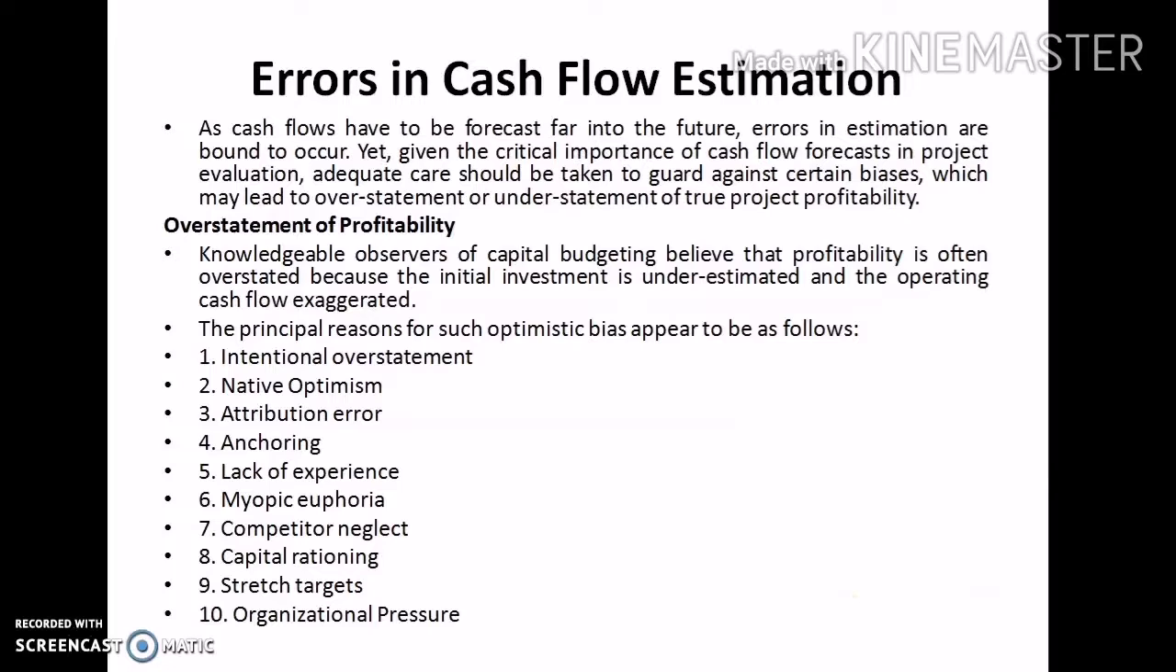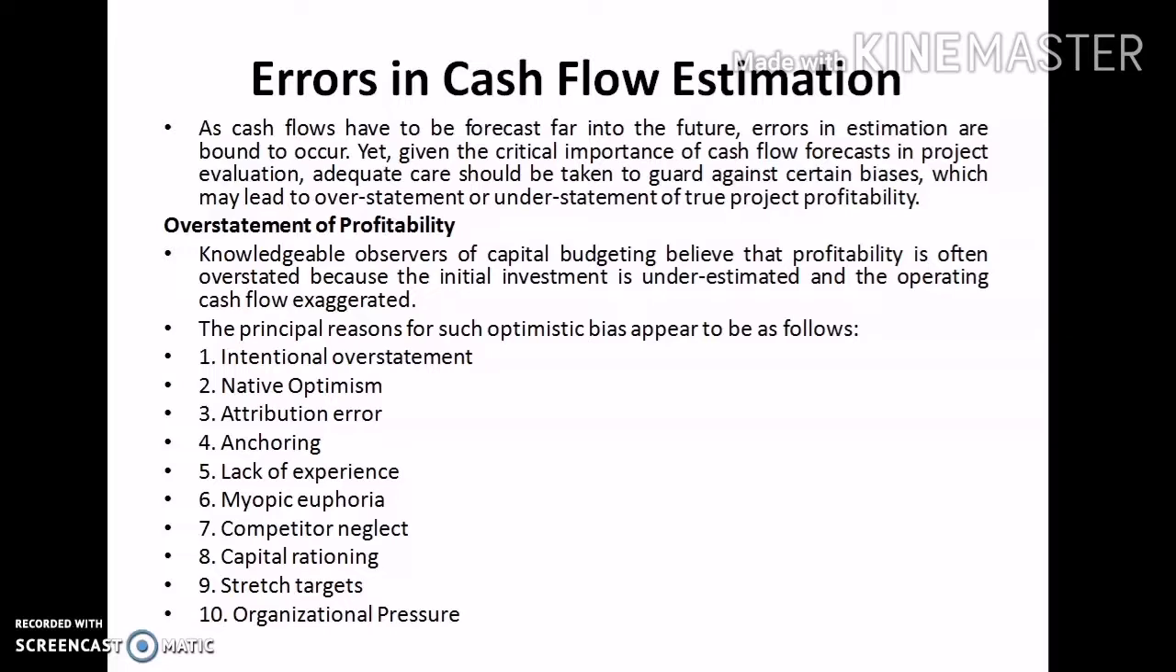And there is a scope for errors in cash flow estimation. We should also keep that in mind before calculating the estimation of cash flows. As cash flows have to be forecast far into the future, errors in estimation are bound to occur. Yet, given the critical importance of cash flow forecasts in project evaluation, adequate care should be taken to guard against certain biases which may lead to overstatement or understatement of true project profitability. Therefore, there is a chance of estimating at a lower level or at a higher level. That is, underestimation and overestimation may occur in project cash flow estimation.